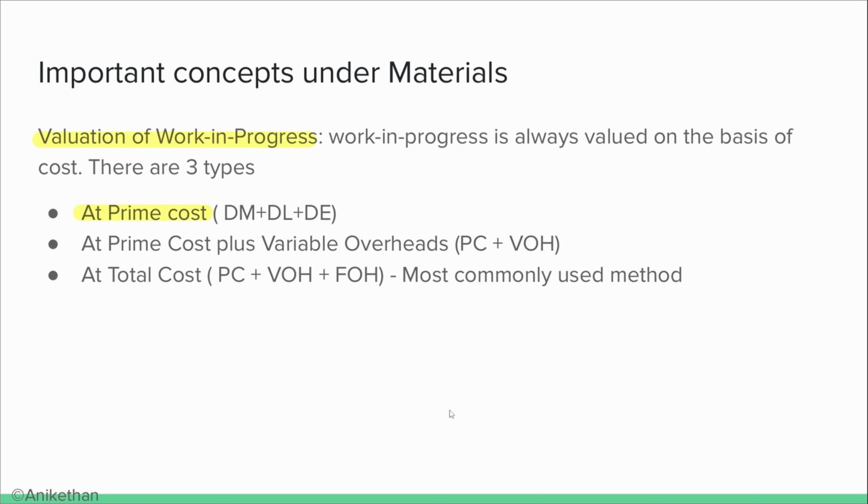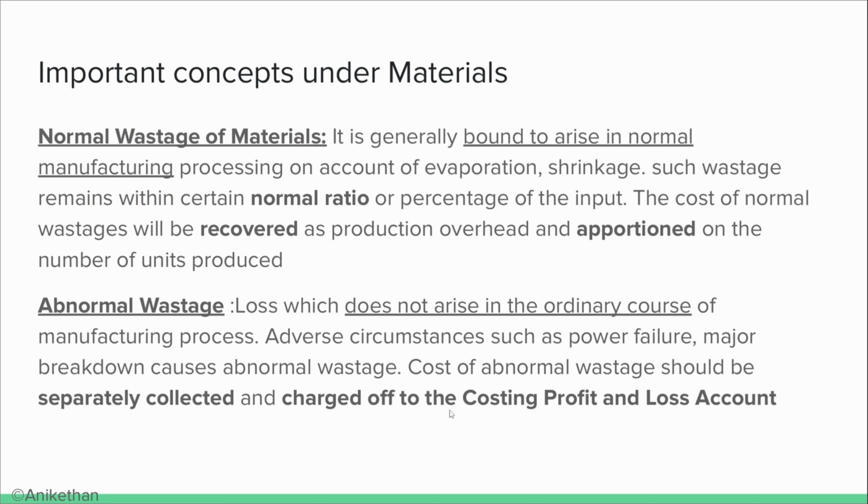The second method is prime cost plus variable overhead. And the third method is at total cost. That is, you have your prime cost, then what portion of variable overhead is used, then fixed overhead. And this method is most commonly used. Let us understand some of the terminologies used with respect to material.